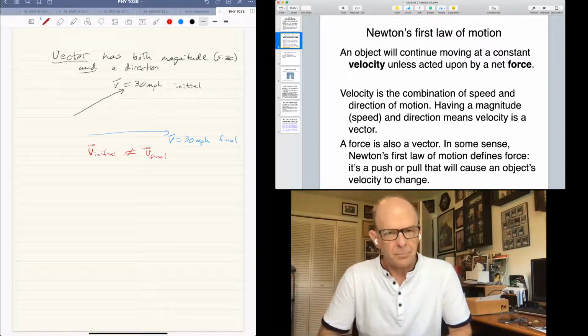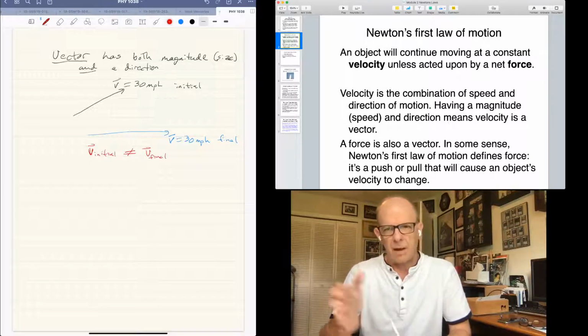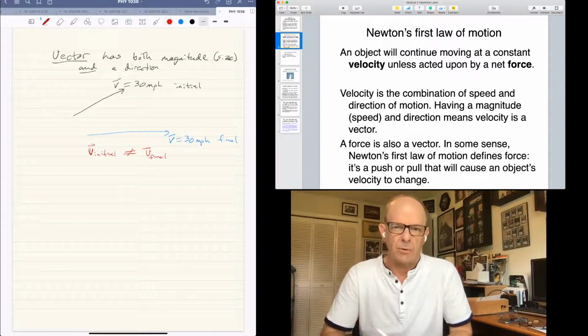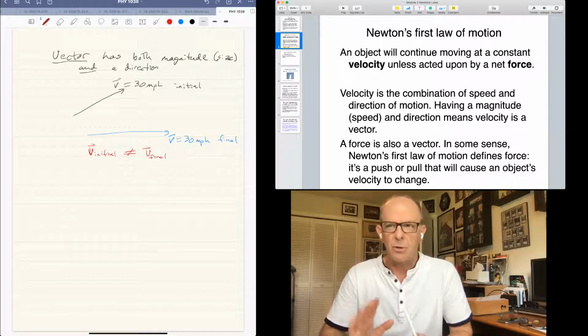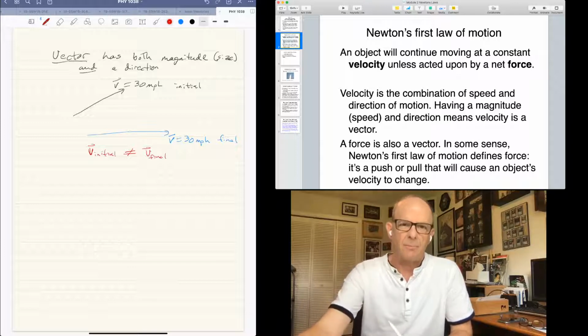So if you're driving your car down the highway and you get off on the exit ramp, even if you keep your speed the same, the fact that you're changing direction means there must be some force acting on you. So force is a push or pull on an object that causes the object's velocity to change.